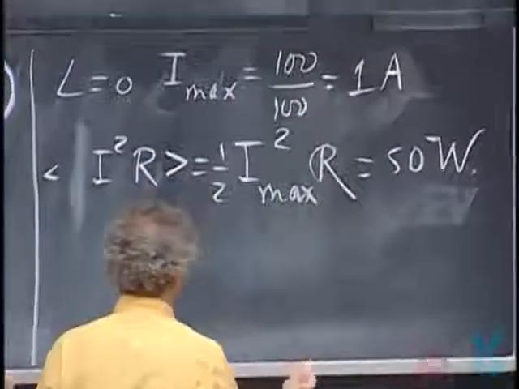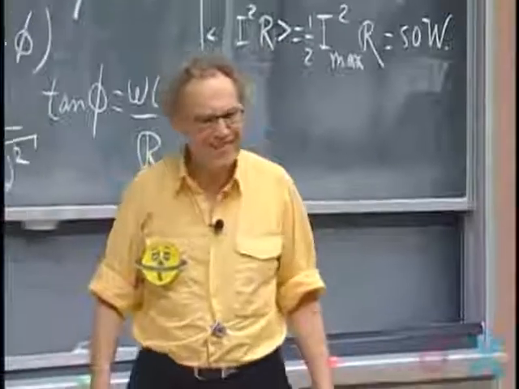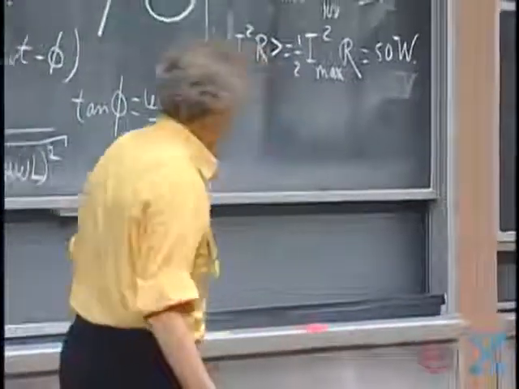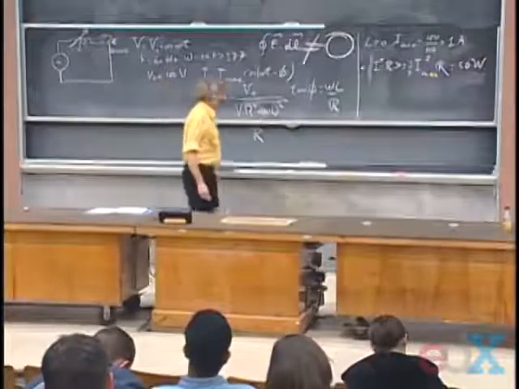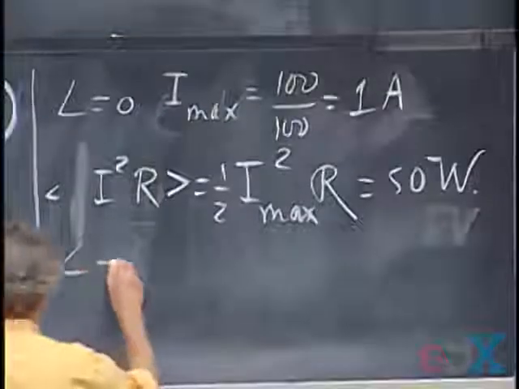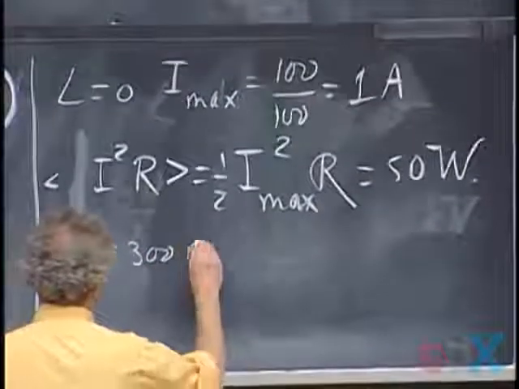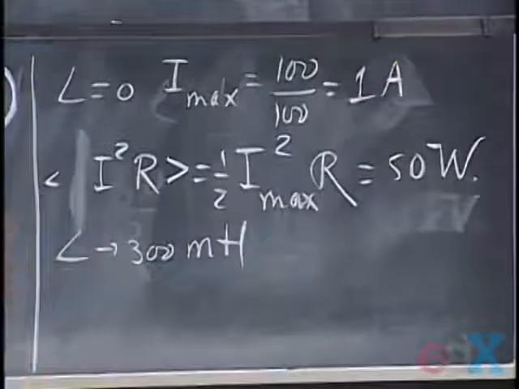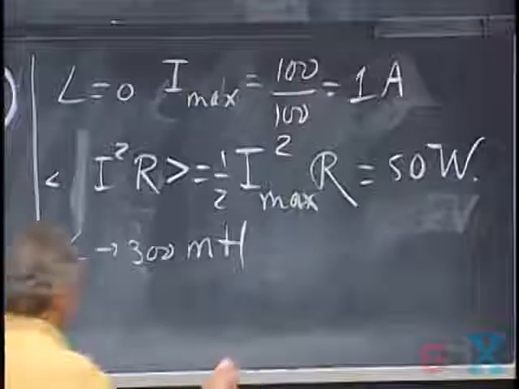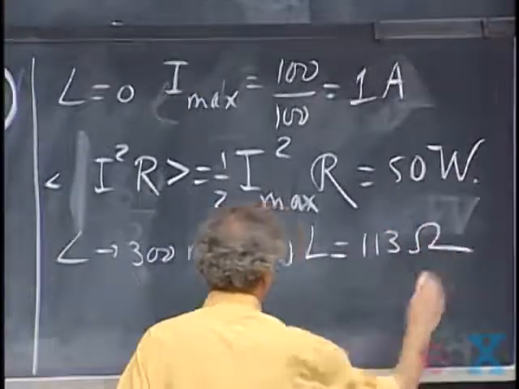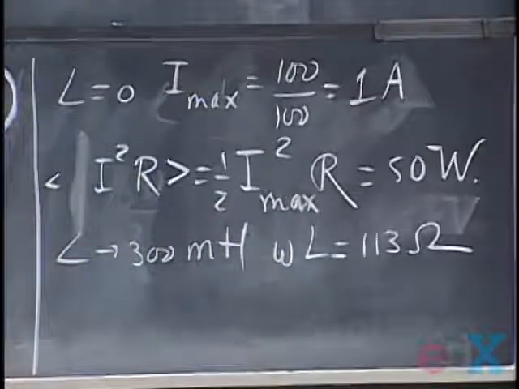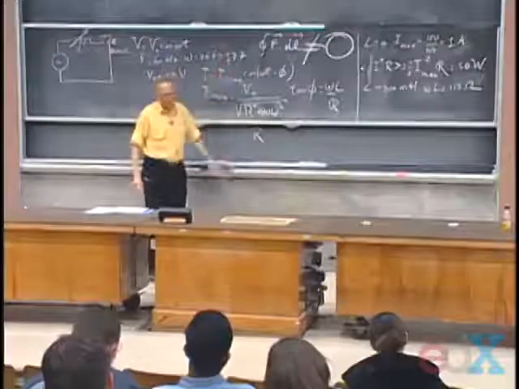And now, he calls this device a light dimmer. Now, he is going to increase L to 300 millihenries. So L now becomes 300 millihenry. At 300 millihenry, omega L is 113 ohms. I multiply 300 by the 377.